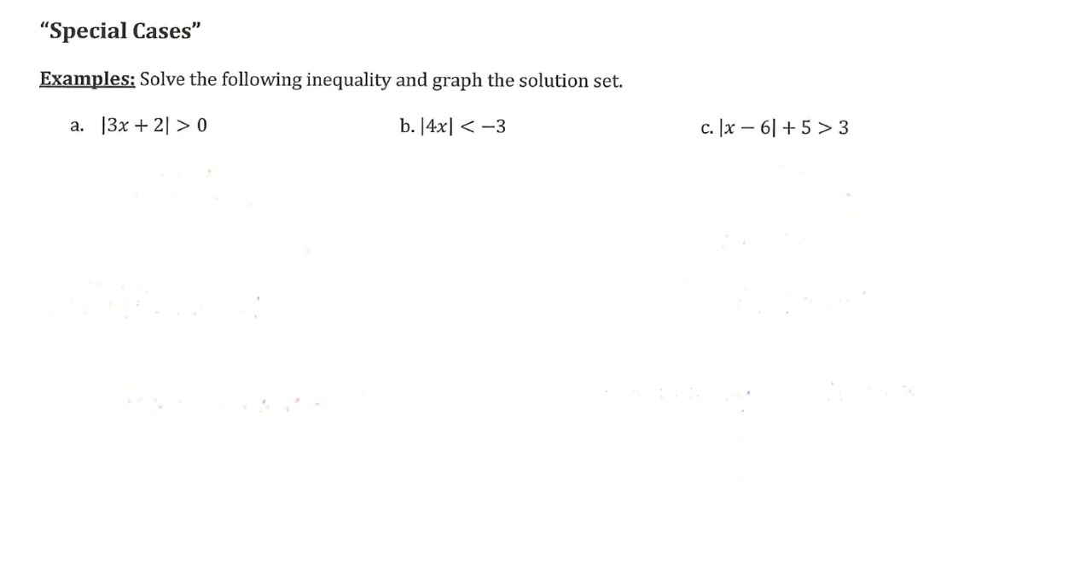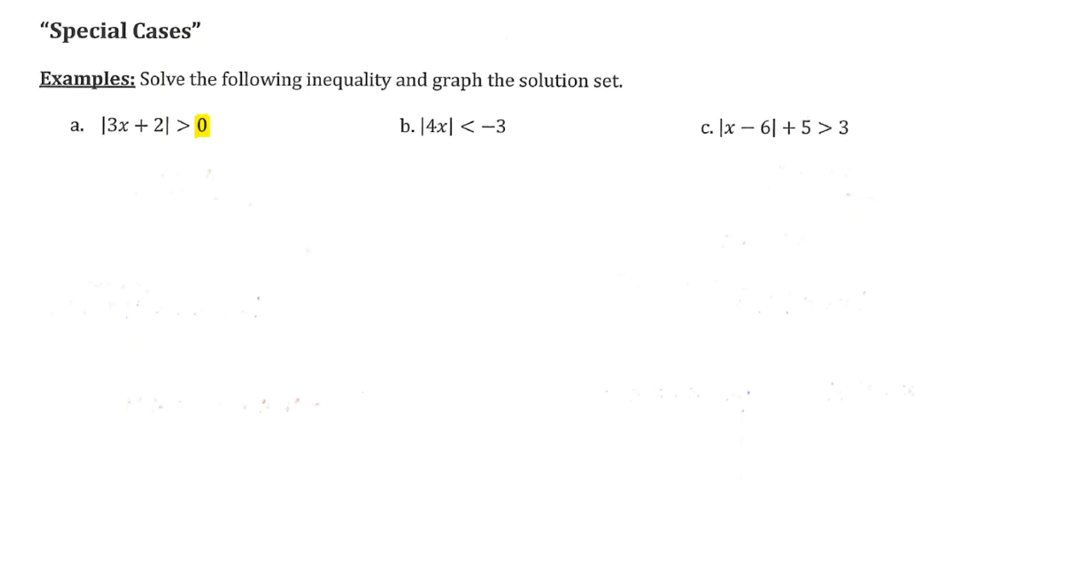And that being part A here. Our instructions say solve the following inequality and graph the solution set. Alright, in example part A we have the absolute value of 3x plus 2 is greater than 0. And what makes this a special case absolute value inequality is the fact that the right hand side is 0.